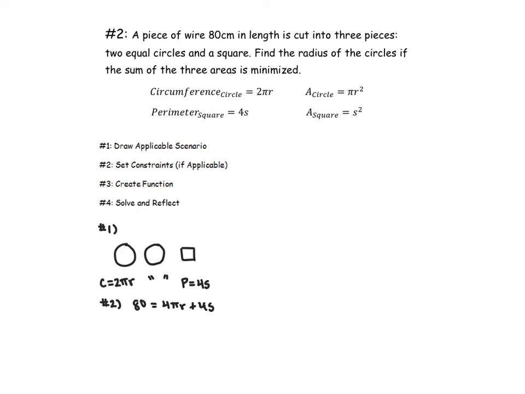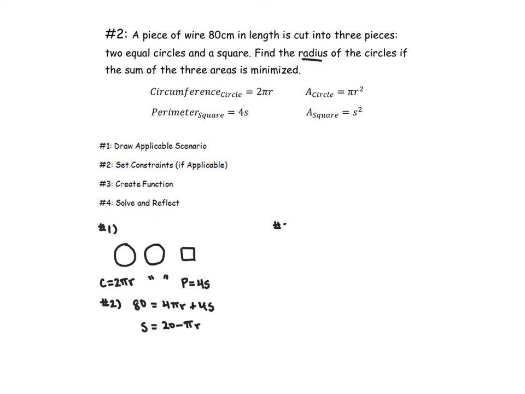Now, in this case, just like I did in the last problem, I want to solve for one of those. Since I want to find the radius in the problem, I'm going to solve for s. So to solve for s, I subtract 4 pi r, and then I divide by 4. So that should be 20 minus pi r. Now I have s in terms of r.